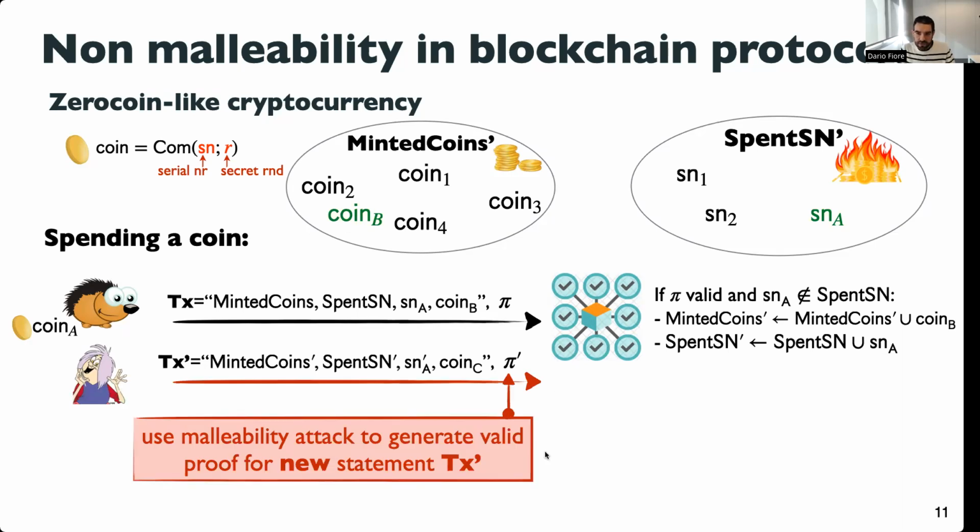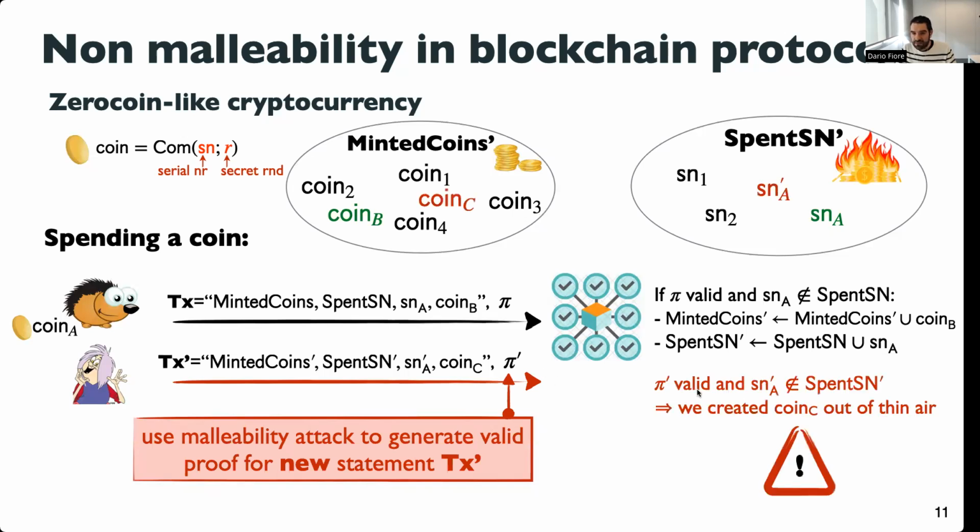Now, what she can do with a malleability attack, if the scheme is malleable, she could, for example, now create a new statement that contains the updated sets of coins, so minted coins prime and spent serial numbers prime. She can come up with a new serial number SN prime A and some other coin C, and a proof that essentially attests that this is a valid transaction. Now, if the proof is valid and this serial number is not in the set of spent serial numbers, then the validator will have no other choice than adding coin C to the set of minted coins. Which means that now you have created a coin out of thin air.